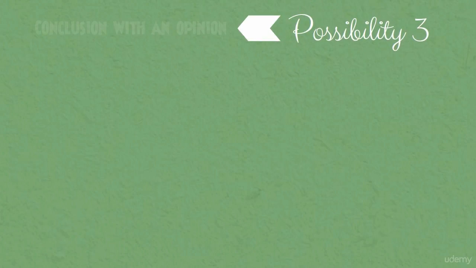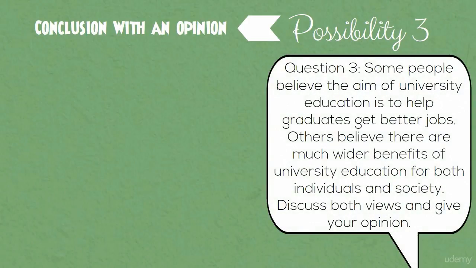Question 3. Some people believe the aim of university education is to help graduates get better jobs. Other people believe there are much wider benefits of university education for both individuals and society. Discuss both views and give your opinion.